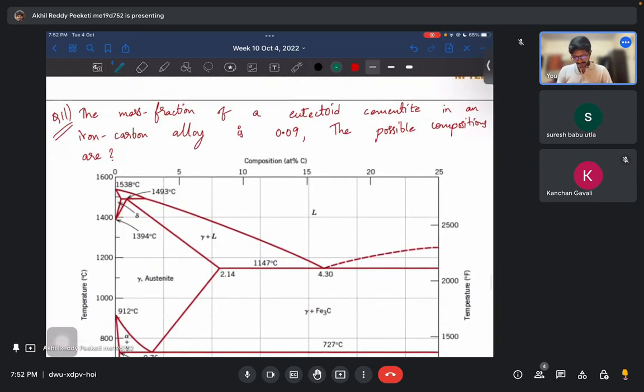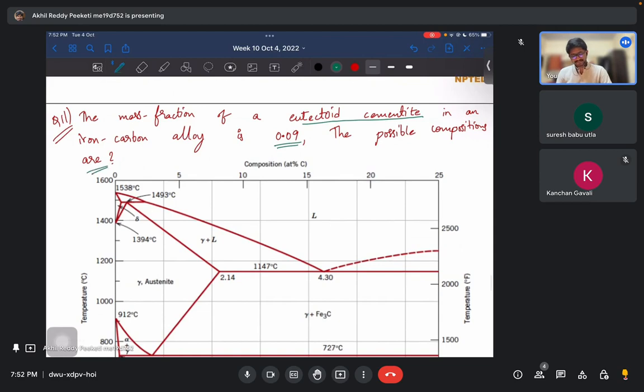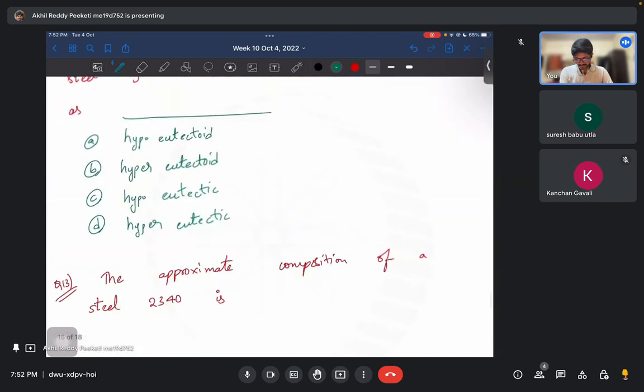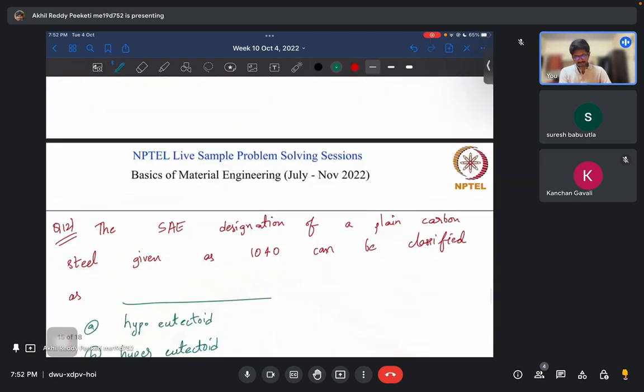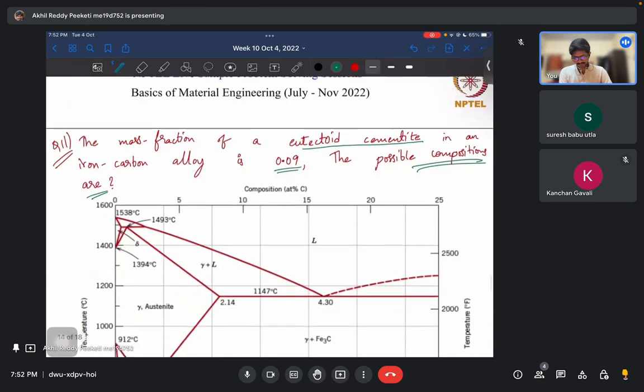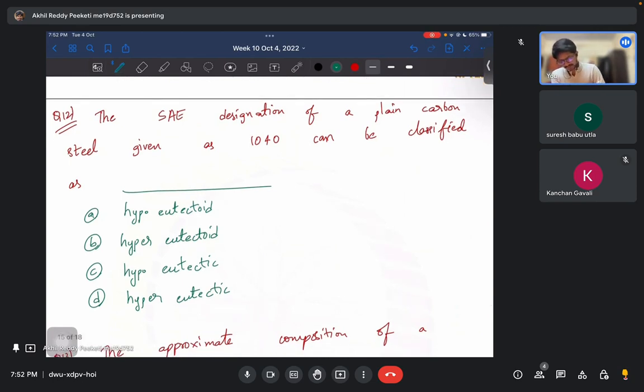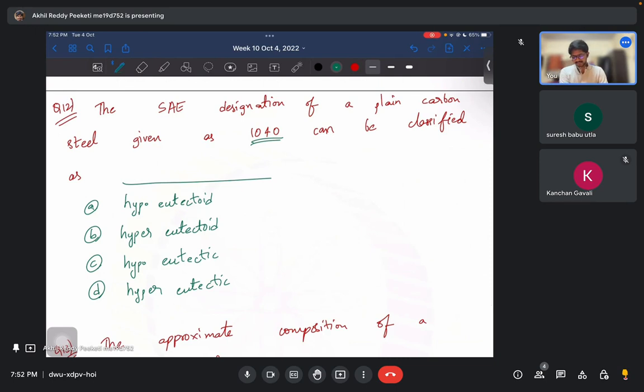Next question. The mass fraction of eutectoid cementite in an iron carbon alloy is 0.09. The possible compositions are, let's do this question and then we'll go back to that, because that will take some time. We'll look at SAE designations. So here SAE is given as 1040.